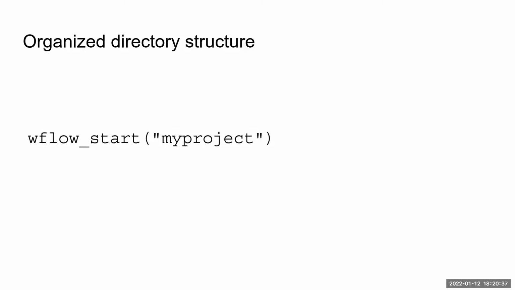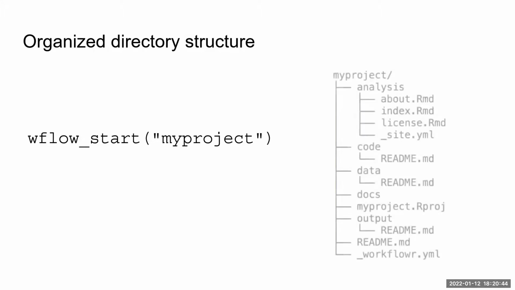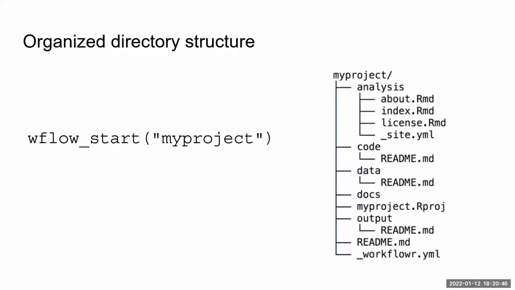If you want to start a new project, it provides a single R function, wflow_start, and you can give it the name of your project, that'll become the name of the directory, and it automatically creates all this directory structure for you so that you don't have to think about it. It's just there. These are mostly suggestions, but the idea is that your R Markdown files will go in analysis, long-running code scripts will go in code, your data will go in data, docs is where the HTML files will go.